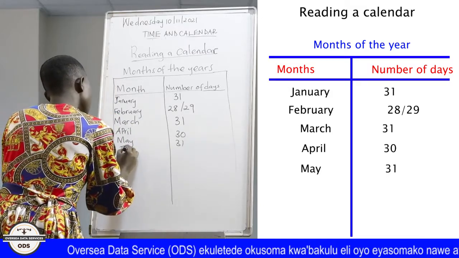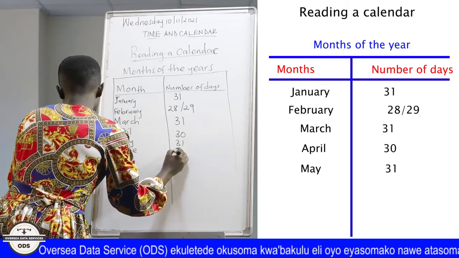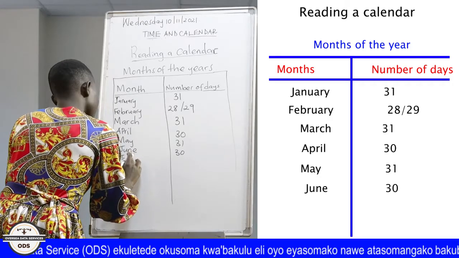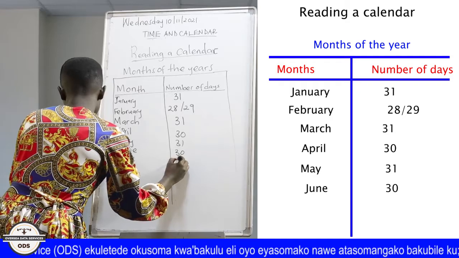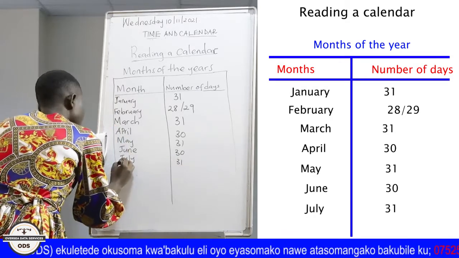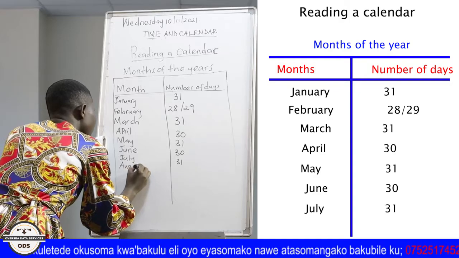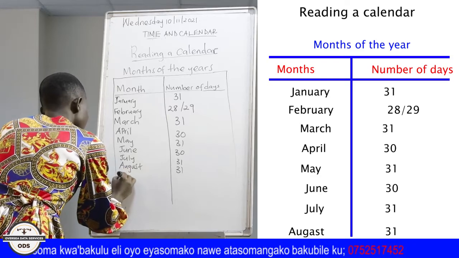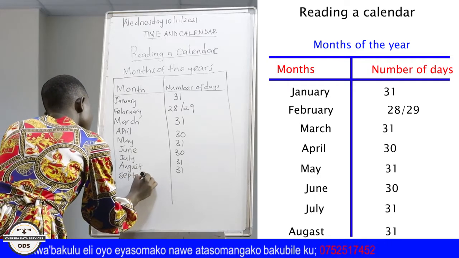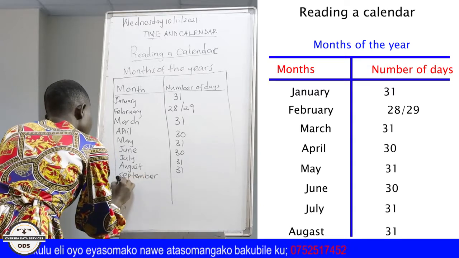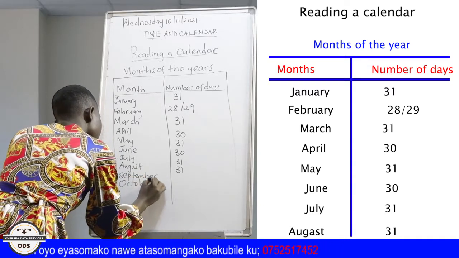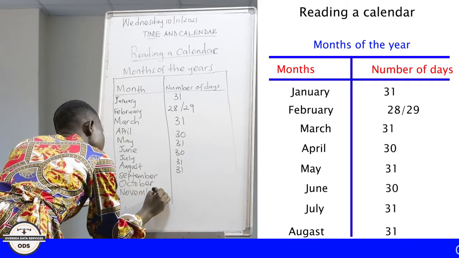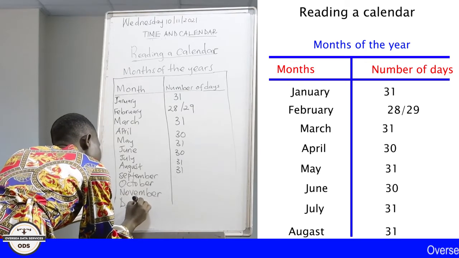We have June, having 30. We have July, having 31. We have August, having 31. September, October, November, and December. Lastly, December.